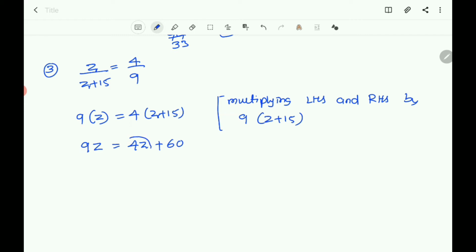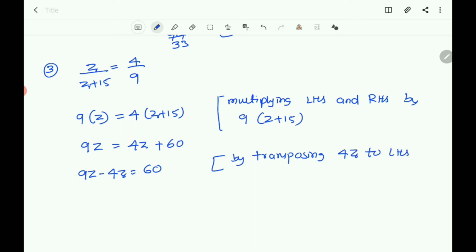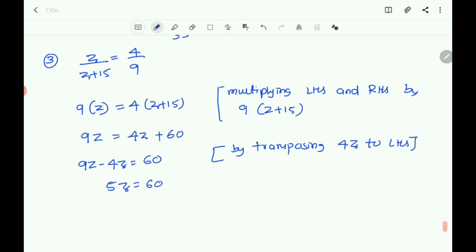Now here we have to transfer 4z to LHS. That is, it becomes 9z minus 4z is equal to 60. So what have you done here? By transposing 4z to LHS, it becomes 9z minus 4z, that is 5z. 5z is equal to 60.